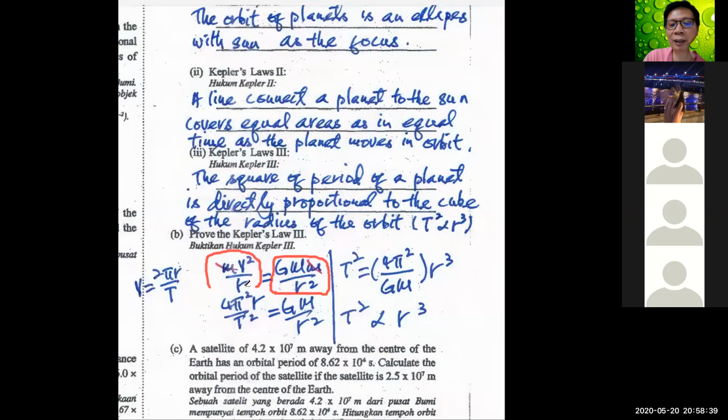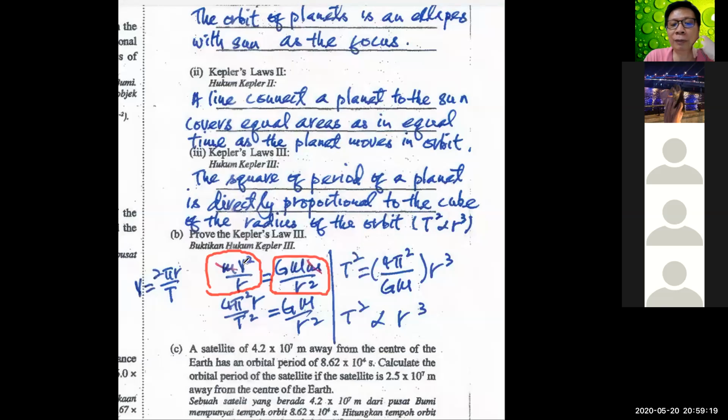What about this formula? Where does this formula come from? Chong Chao Yi, can you tell me where this formula comes from? This formula comes from gravitational force. What about this formula? Yong Jia Wei, where does this formula come from? Centripetal. Yes, very good, very smart. Centripetal force. Also a force, right? They say the two forces are the same, so they put them equal. This is centripetal force, mv squared over r. This is gravitational force. Both are forces, so the same.